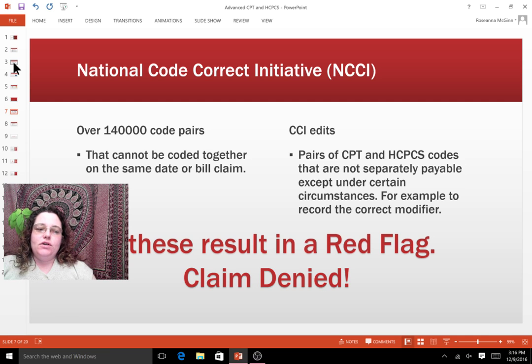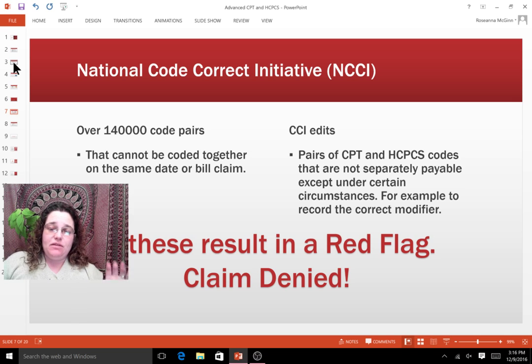There are over 140,000 code pairs. So it says these two codes cannot be coded together, or these two codes have to be coded together. So they track both of those. And they cannot be coded together on the same date or bill claim for the same person. CCI edits are pairs of CPT and HCPCS codes that are not separately payable except under certain circumstances.